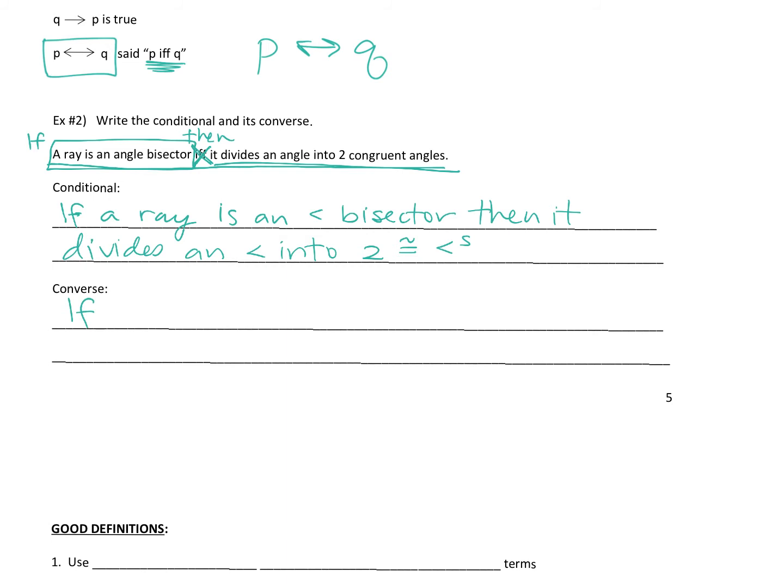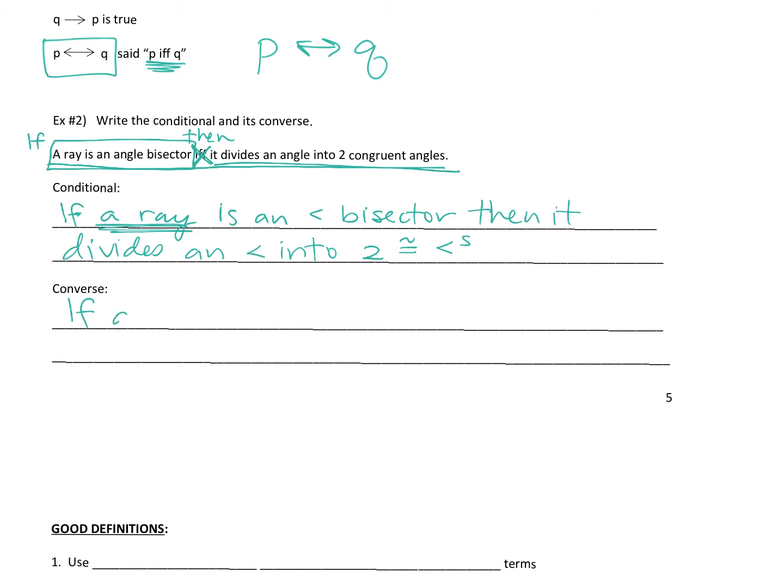Now here's where you have to be a little bit careful. It's tempting right now to say, if it divides an angle into two congruent angles, but what is it? Bisector. The ray, right? It's right here. Usually the subject is at the beginning of the conditional. Keep that at the beginning of your converse as well.